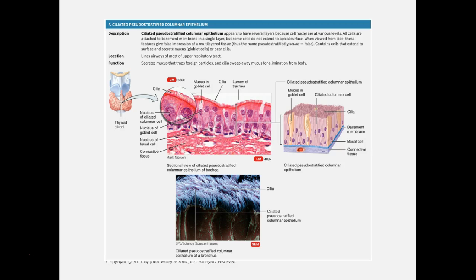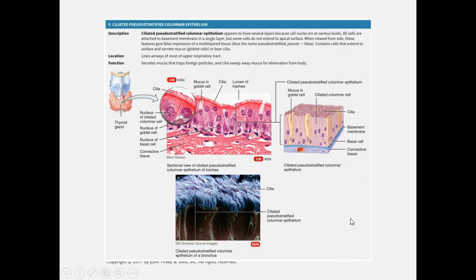Pseudo-stratified columnar epithelial. Pseudo means false. So falsely stratified, what does that tell you? Well, that tells you it's not really stratified, but it sort of looks like it. So when you look at the pseudo-stratified from the side, you can see that nuclei are scattered everywhere, and it sort of looks like there may be more than one layer of these cells, but really all of these cells are attached to the basement membrane.